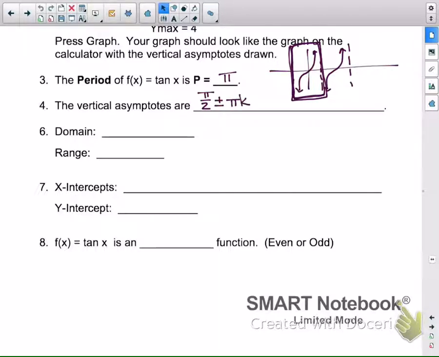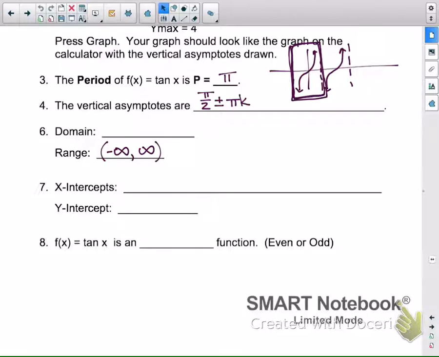Pi k. Domain for this is tricky. Not really, but we're just going to come back to it in just a second. Range. In each of those S shapes, where does it go on the bottom? Negative infinity. In the top, positive infinity.